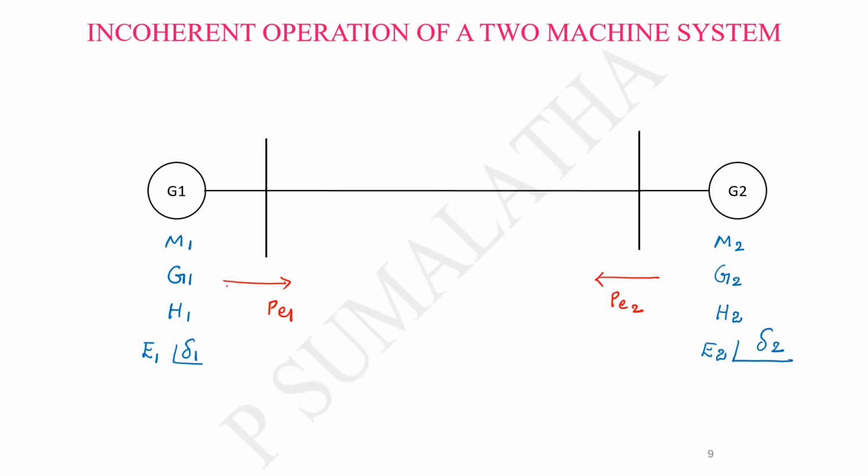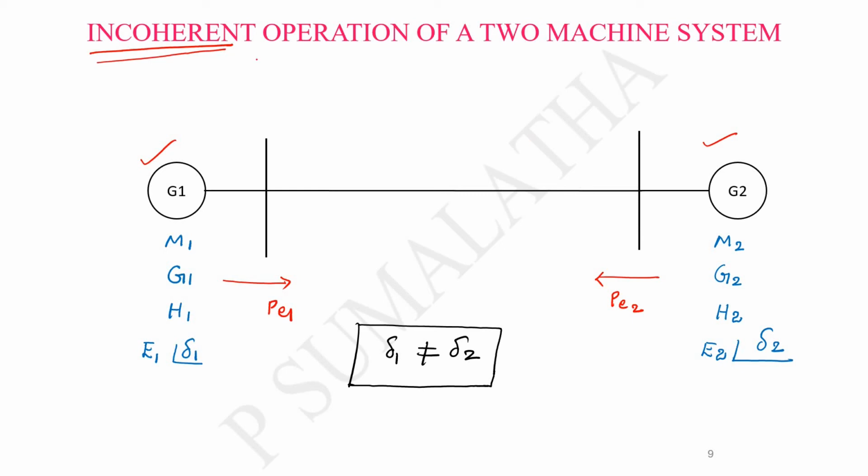You can say that the two powers are in the opposite direction. This is the case where del 1 is not equal to del 2. That means the two generators are not swinging together. Instead of using the term incoherent operation, they will ask you if the synchronous generators are not swinging together.